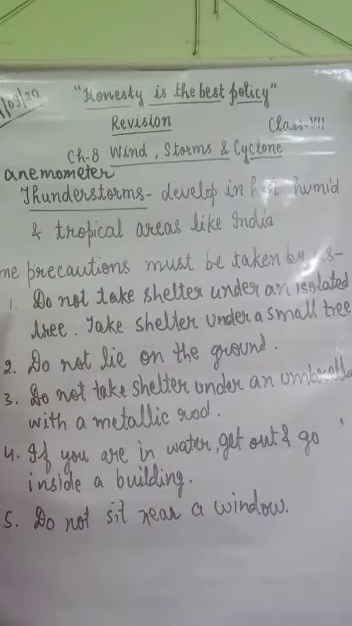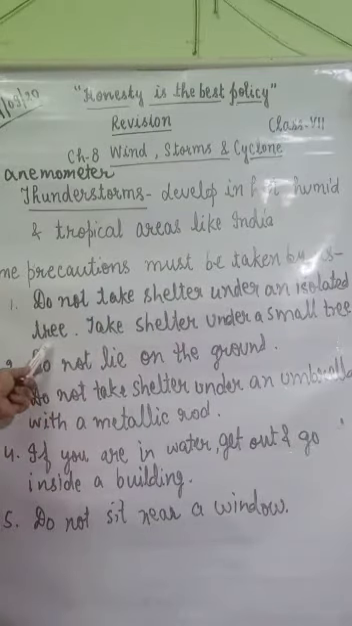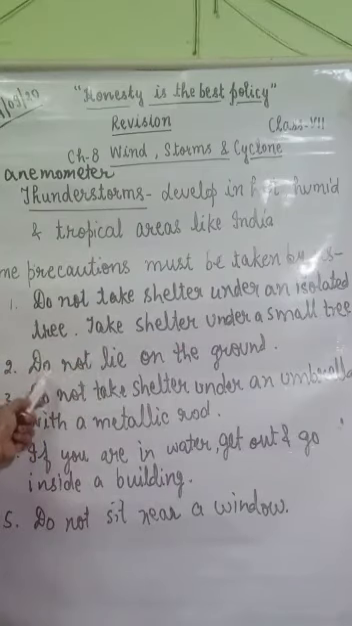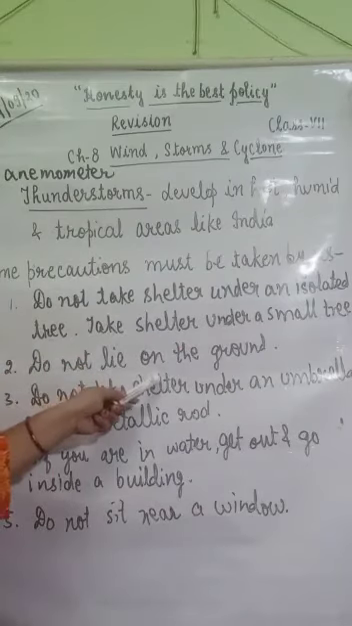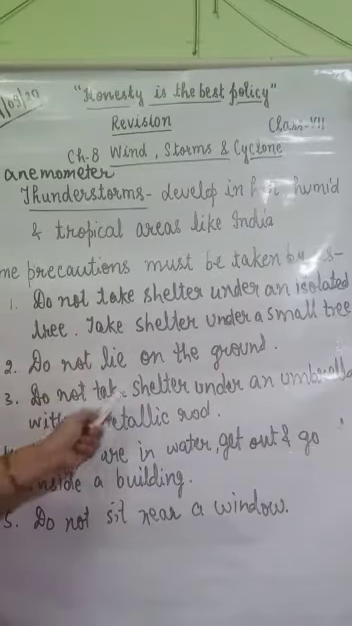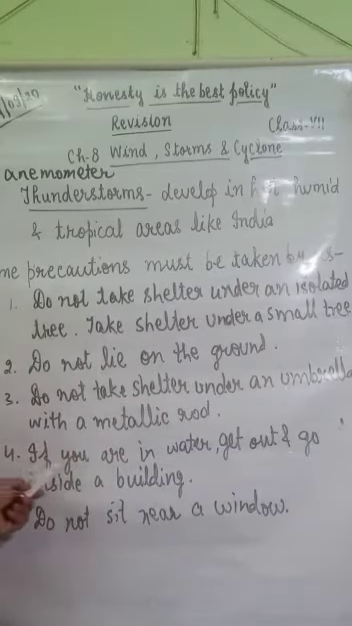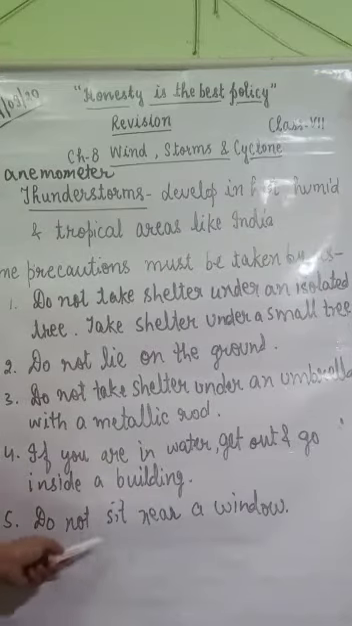We should take some precautions. Don't take shelter under an isolated tree. And if you are in a forest, take shelter under a small tree. Don't lie on the ground, and don't take shelter under an umbrella with a metallic rod because it may be dangerous. If you are in water, get out and go inside a building, and don't sit near a window. These are some precautions that must be taken by us when thunderstorms occur.